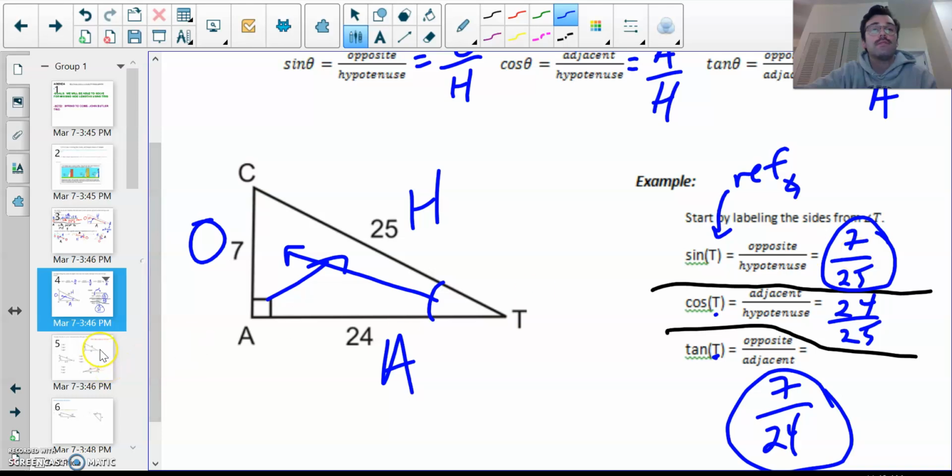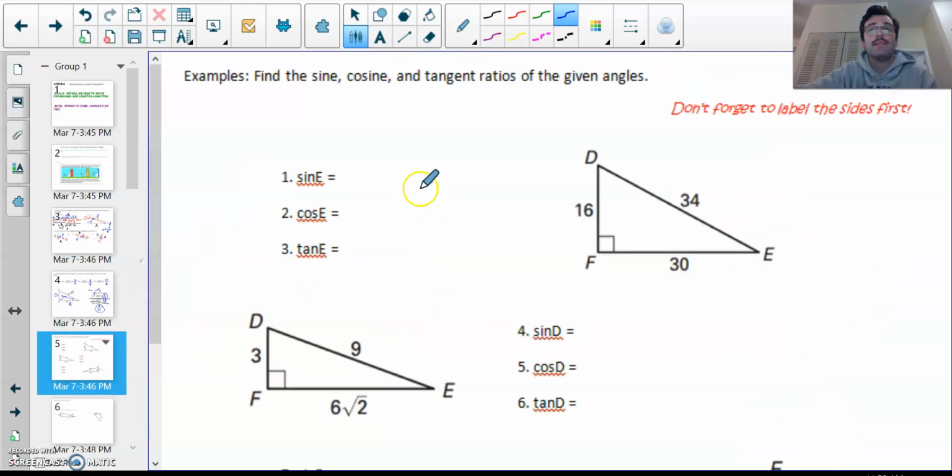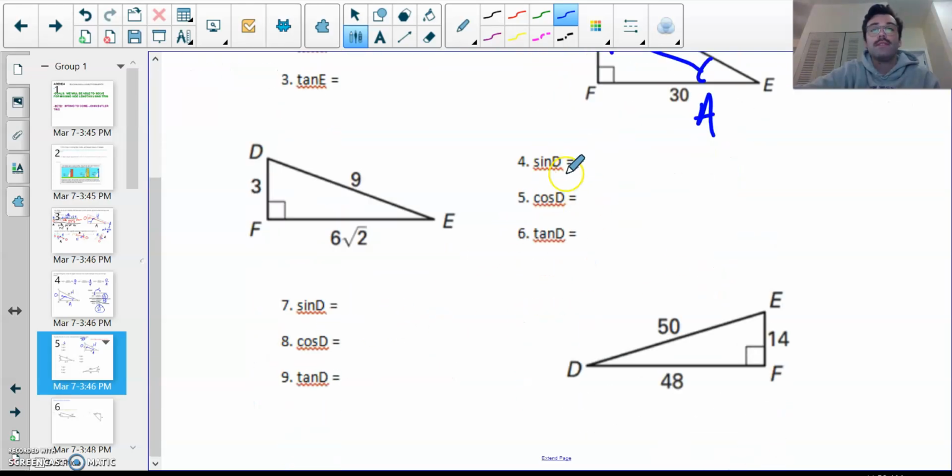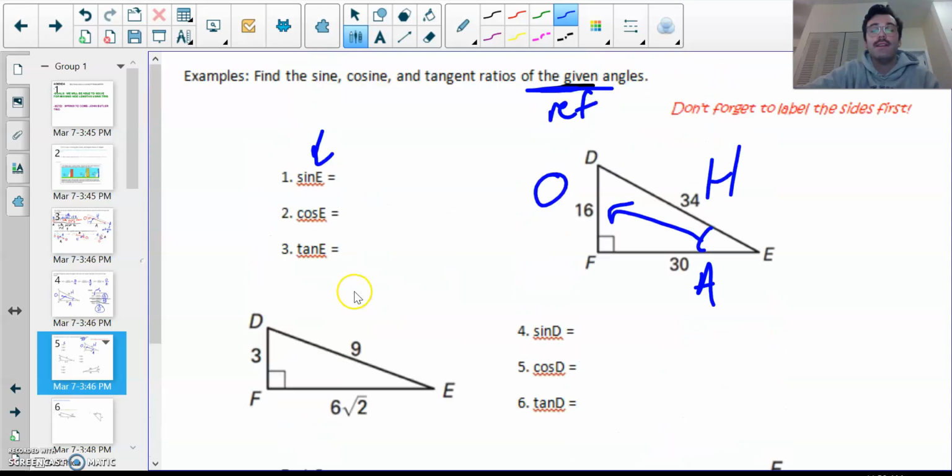If we go to the next page, it says find the sine, cosine, tangent ratios of the given angles. They're talking about this. The given angle is your reference angle. So here, our reference angle is E. So I start at E, and I label this O, I label this H, and I label this A. Each one of these 3 sets of problems has a different reference angle, so you need to pay attention to that.